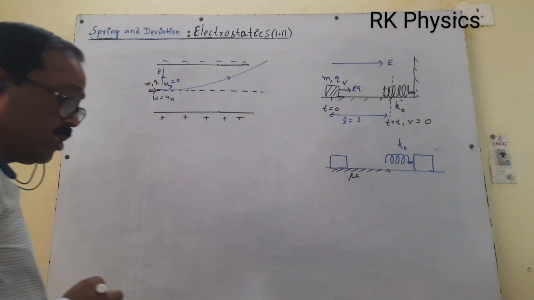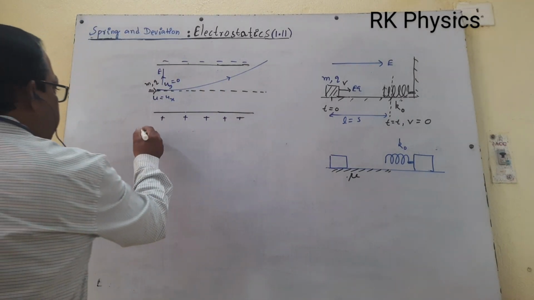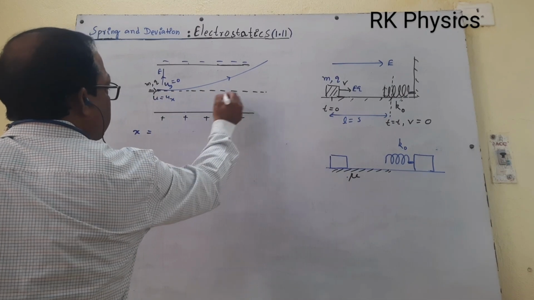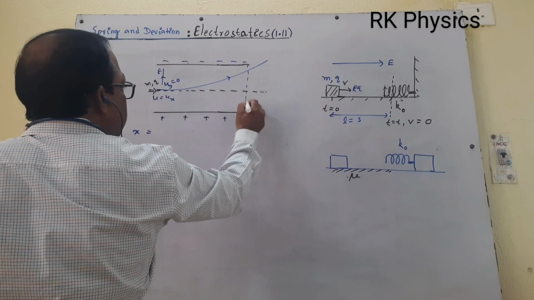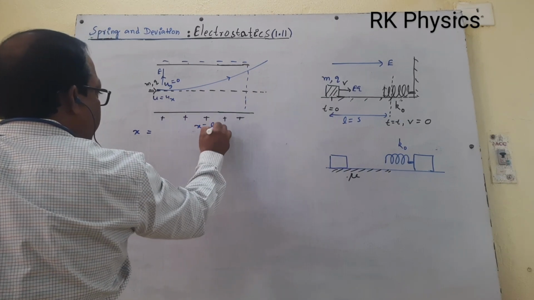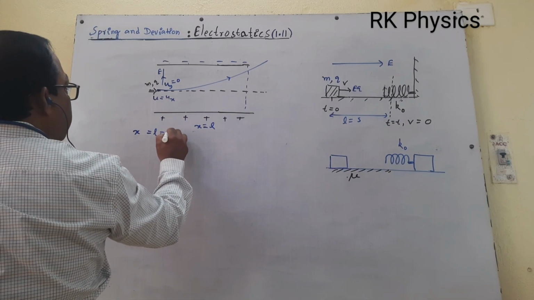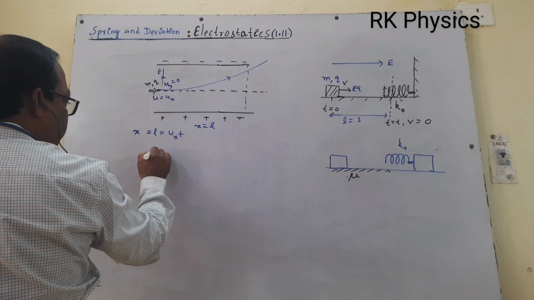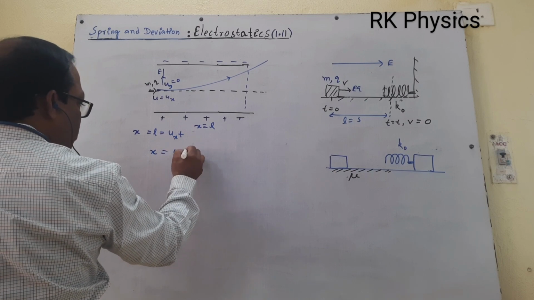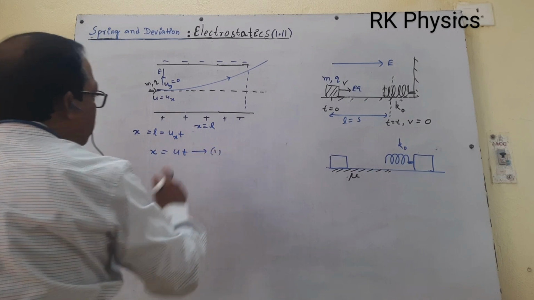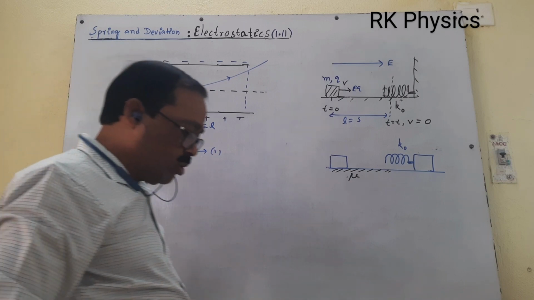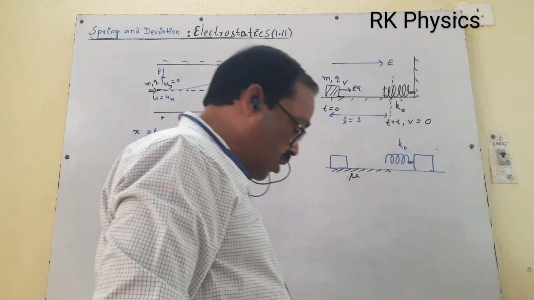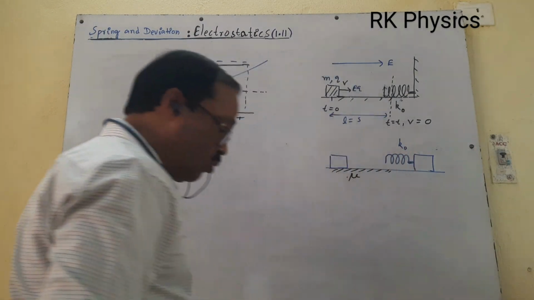Now, if this is the case, you can write at any instant the horizontal distance traveled. Suppose this is the horizontal distance I am taking, x equal to L. So x equals ux into t, or in equation form, you write x equals ut. This is your equation form. We have discussed this type of question earlier, but what is the importance in this case? We are just going to discuss.